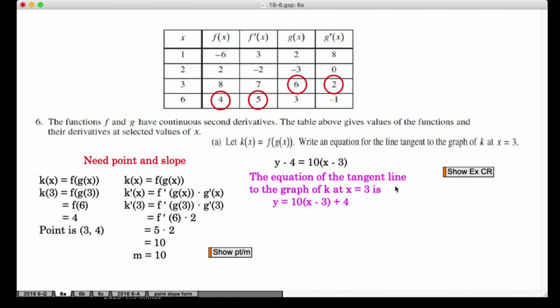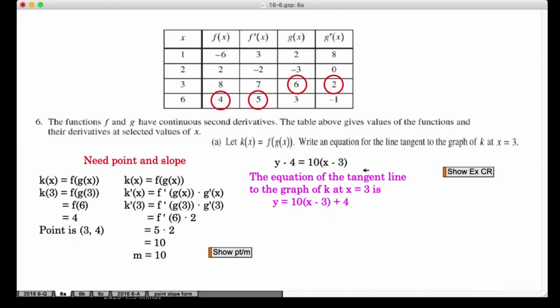And then the equation of the tangent line, if you wanted to just clean this up a little bit, you can just move the 4 to the other side. So the equation of the tangent line to the graph of k at x equals 3 is y equals 10 times x minus 3 plus 4.